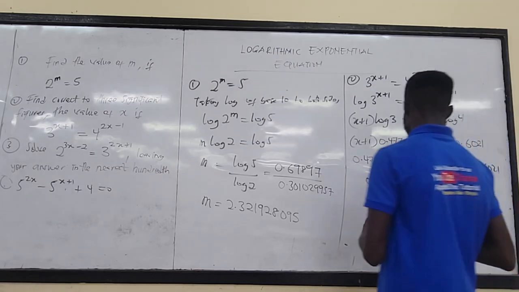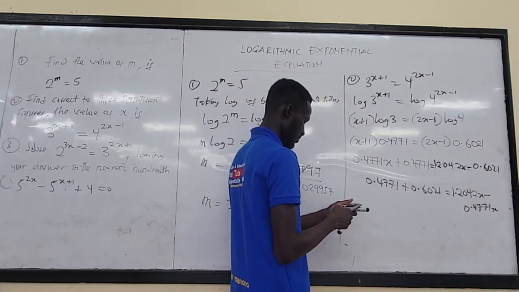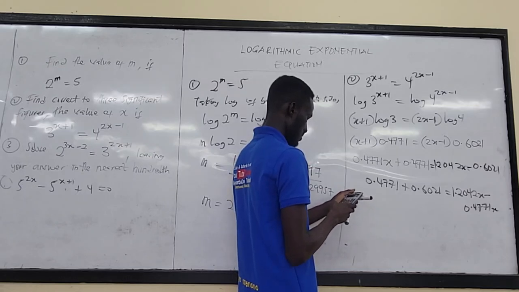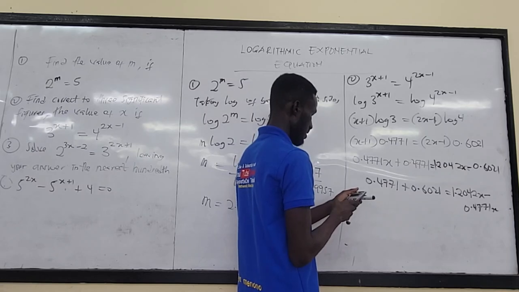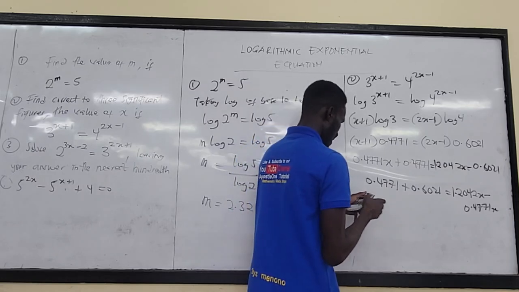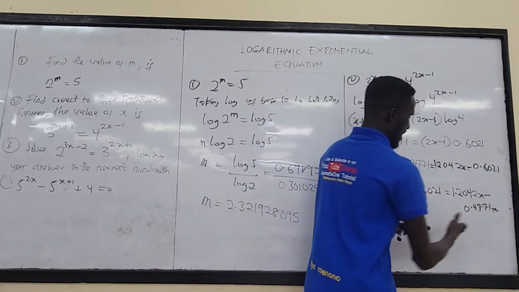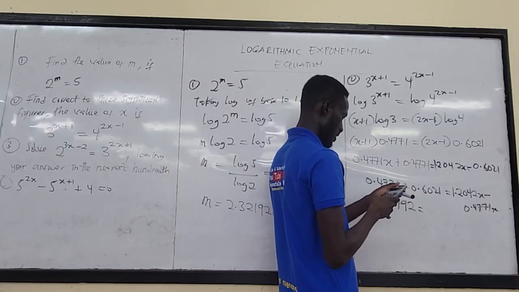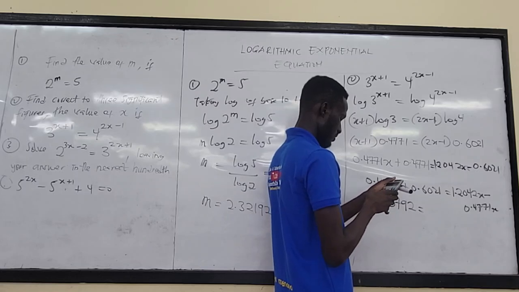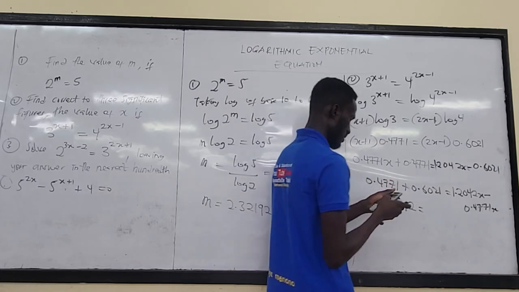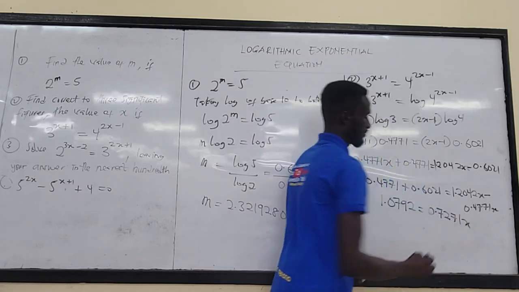Now, you try to add this one comfortably, 0.4771 plus 0.6021. Now this one will give us 1.0792. Then you try to subtract this one. You are going to get 1.2042 minus 0.4771, which is 0.7271x. You see how the thing is.